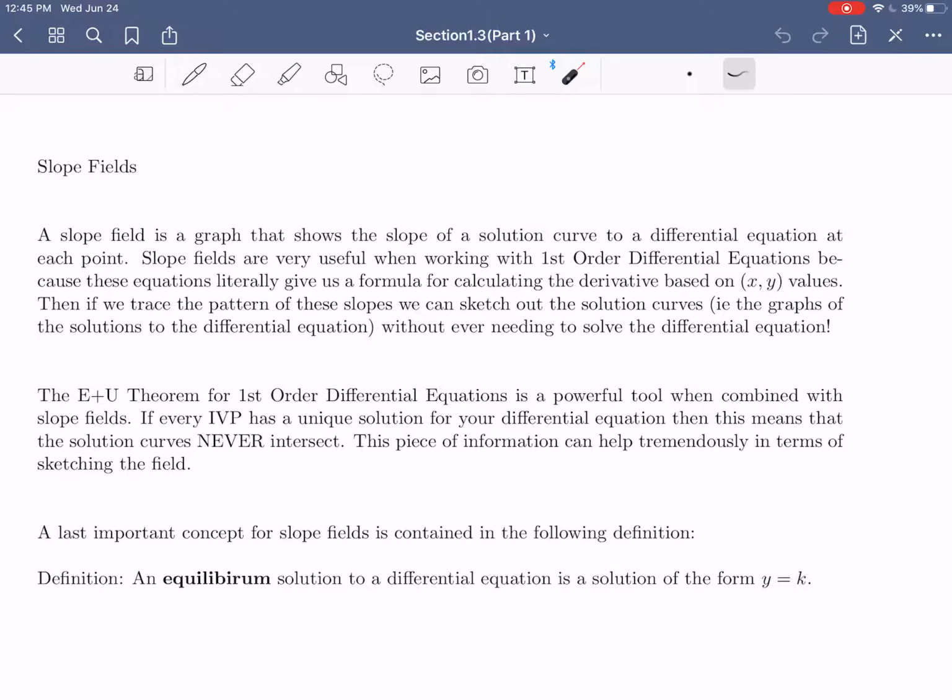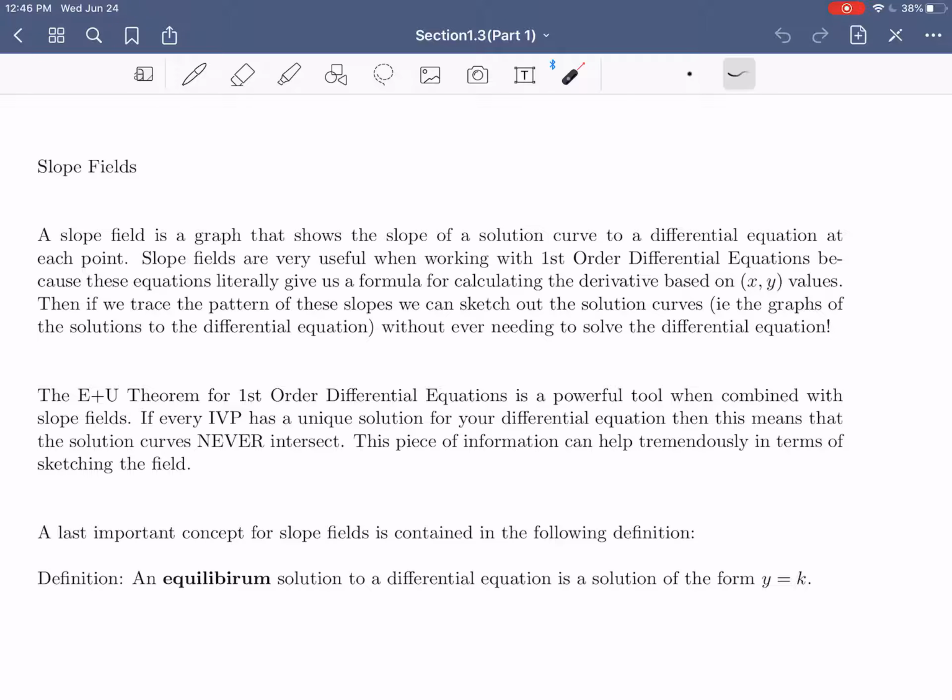Well, a slope field is simply a graph that shows the slope of the solution curves to a differential equation at each point. So in other words, at each coordinate point, at each ordered pair on your standard coordinate axes, what you'll be graphing is the slope of the solution curve to whatever differential equation you're trying to analyze.